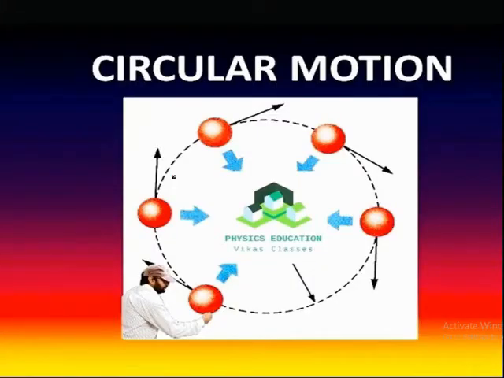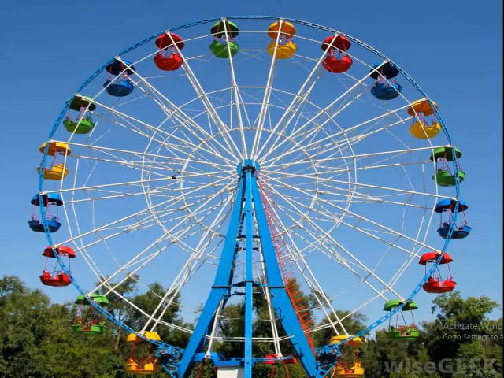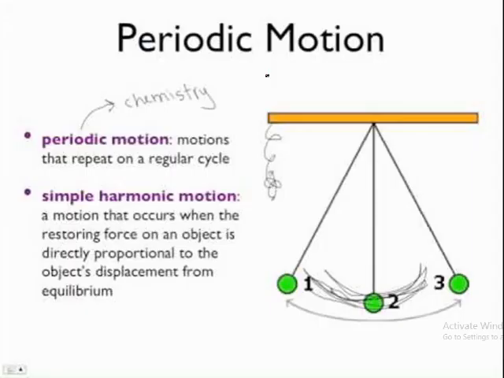Now, circular motion. What is circular motion? If any object is moving in a round path, in a circular path, then this motion is known as circular motion. Simple thing. If any object is moving in a circular path, then it is known as circular motion. You can see in this picture how this one is moving. It is always moving in a circular path, so this motion is known as circular motion.